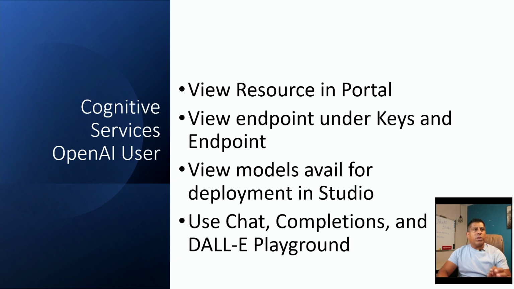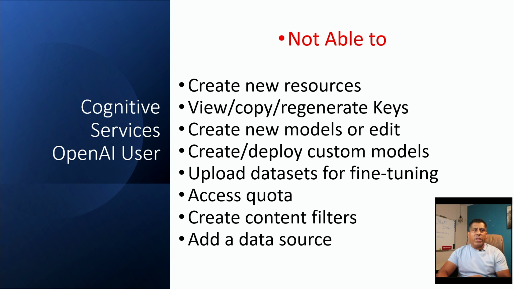Let's look at the first one, which is the Cognitive Services OpenAI User. This one gives you the ability to view resources in the portal. So when you open the portal, you're able to see the resource. You're able to see the endpoint under the keys and endpoints. You're able to view the models that are available for deployments in the studio. You can use chat, you can use completions, you can use DALL-E as well, but you're not able to create new resources. You're not able to view or copy or regenerate the keys. Again, you're able to see the endpoint, but you're not able to see the key.